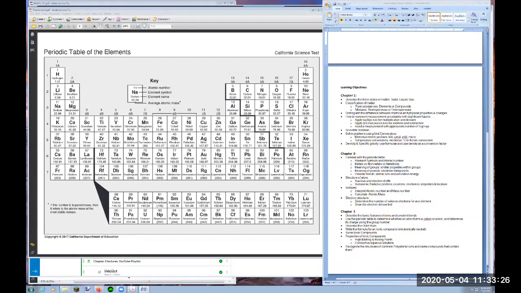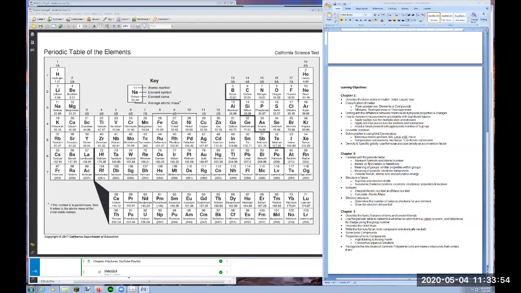Okay, isotopes. Isotopes are atoms with different masses for one given element, right? For a given element, you can have different isotopes. And what makes them different is just the mass. But the mass is different because of the number of neutrons. It's not different because of the number of protons, which are the atomic number here.